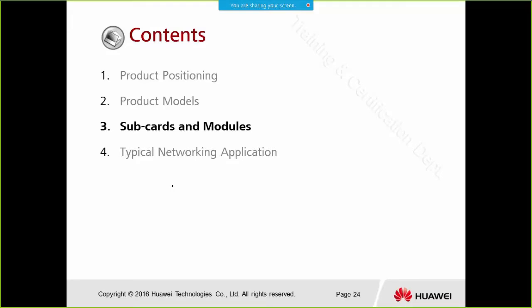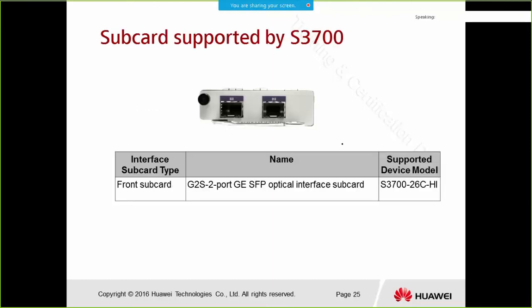Okay, next, some subcards and modules. We know that for box switches, most of the ports are fixed on the switch. So only a few types support the subcard. If the ports on the switch are not enough, we can insert a subcard into it. For example, this is the subcard supported by S37. It can provide 2 GE ports.